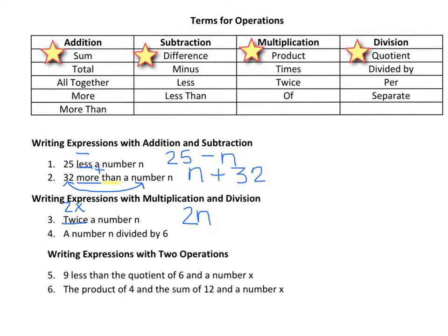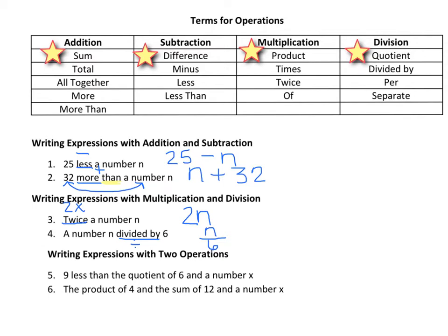Number 4, a number n divided by 6. Divided by is going to be the operation, which is division. Now, as I stated above with multiplication, we try and get out of the habit of using the multiplication symbol. Instead of using the division symbol, we most often use a fraction bar. Now, if you're using the division symbol, you would just write it in the order that you read it. Using the fraction bar, the first piece of information, whether it's a number or a variable, is going to be the numerator. So here we have a number n divided by 6.